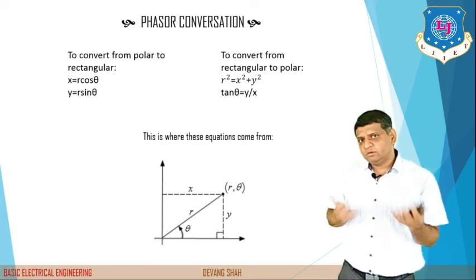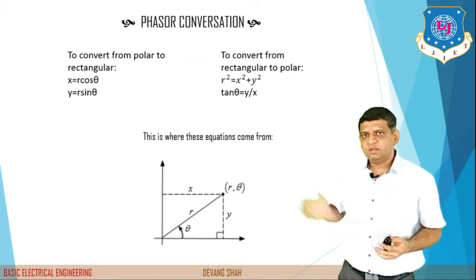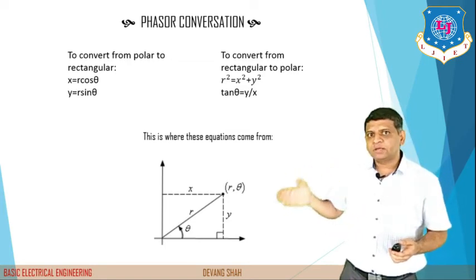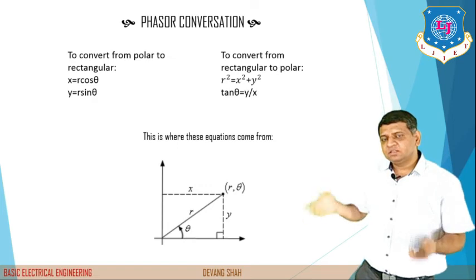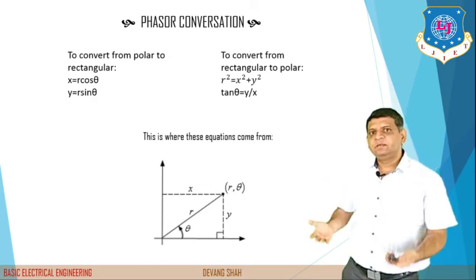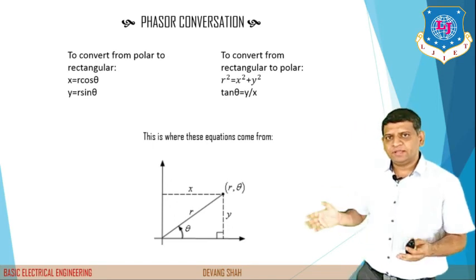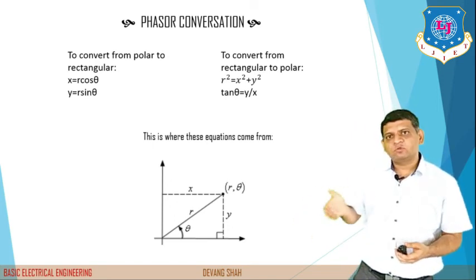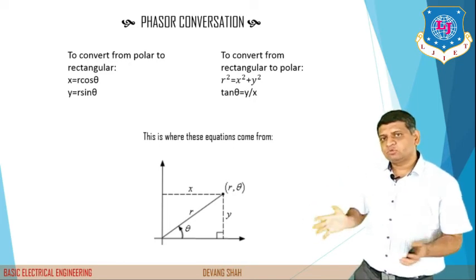By which way you can convert one form into another, you can state from these equations. To convert from polar to rectangular, you have to use x is equal to r cos theta and y is equal to r sin theta. Same way, r is nothing but the resultant vector. If you want to convert from rectangular to polar, as we have just discussed in the analytical method, r square is equal to x square plus y square and tan theta is equal to y by x, right? So these are the common equations.